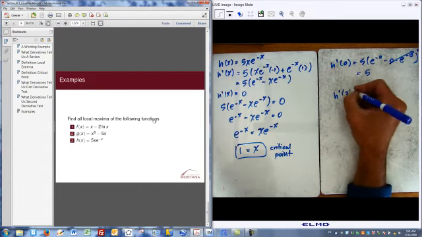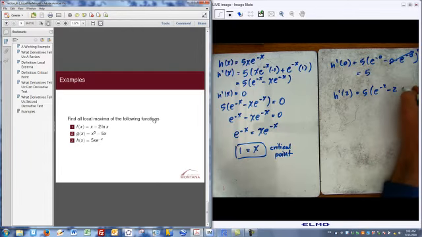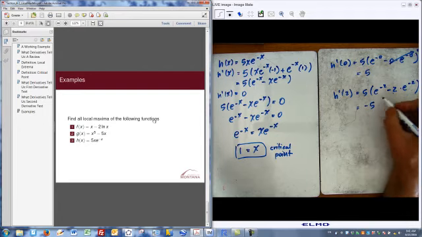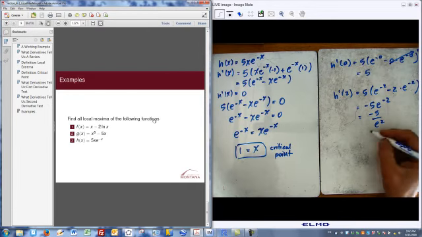So h prime of 2, let's try that. So it would be 5 times e to the negative 2 minus 2 times e to the negative 2. And if you look here, you have 5 minus 2, so 1 minus 2 would be negative 1. So negative 5 e to the negative 2 is what we have. And of course, e to the negative 2 is the same thing as negative 5 all over e squared. That's a positive valued e squared, so you've got negative divided by positive, so this is definitely negative, or less than 0.